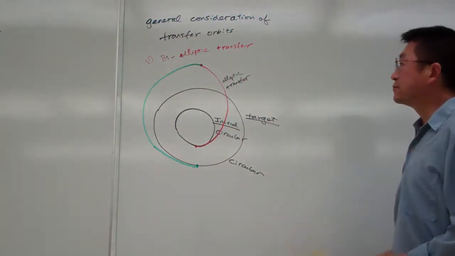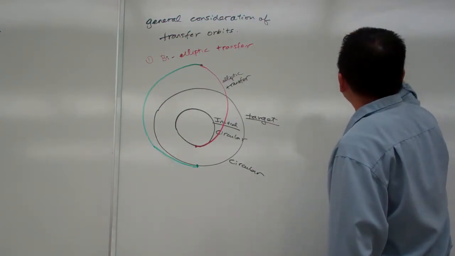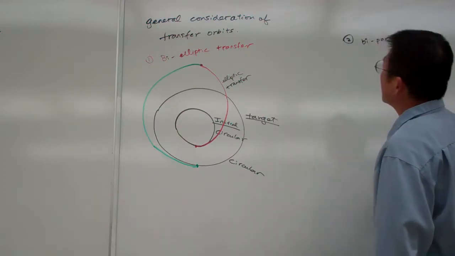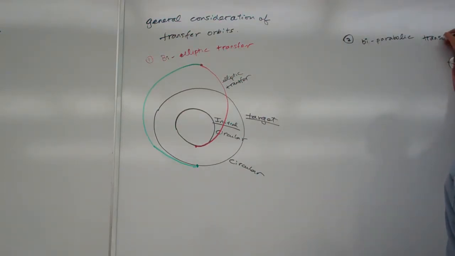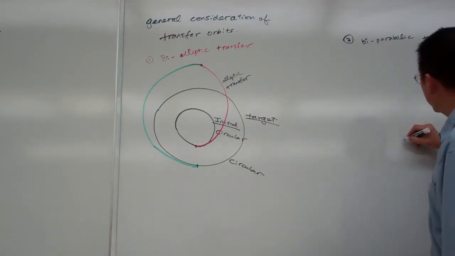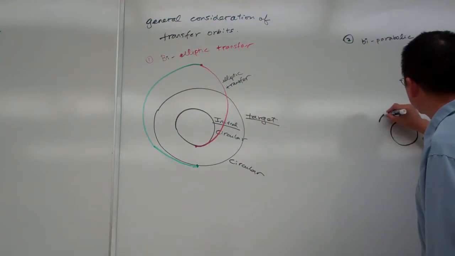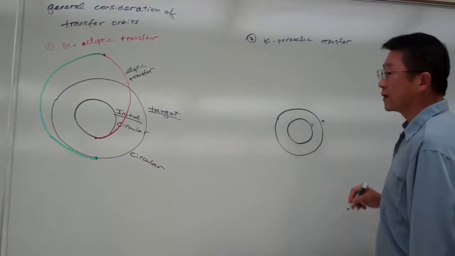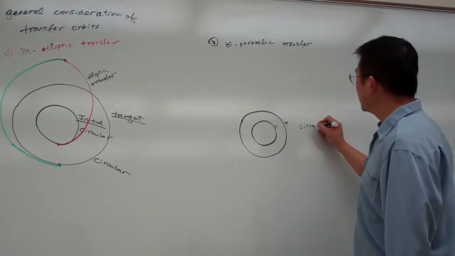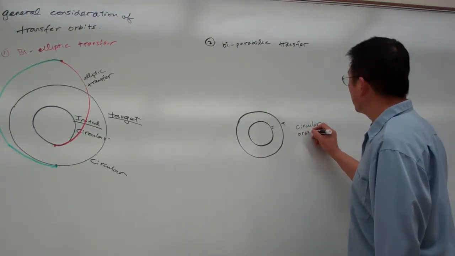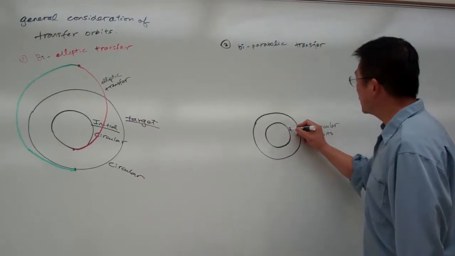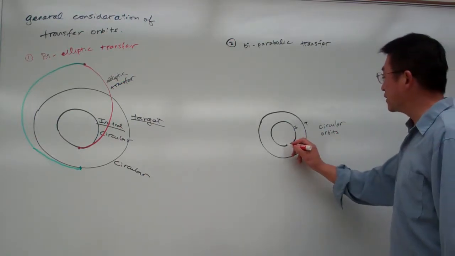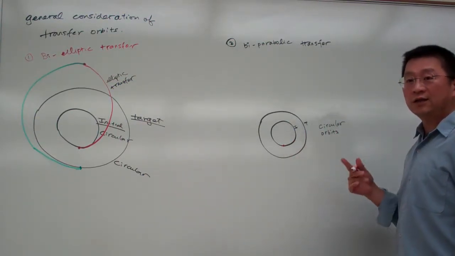This is the same thing. And the second one we call the parabolic transfer. Let me show this again. This is our initial, and that is our target, and both are still circular. So the parabolic means we start from this point here, and we simply take a transfer orbit.